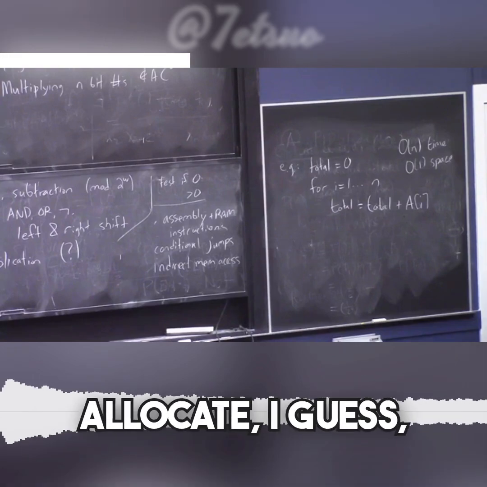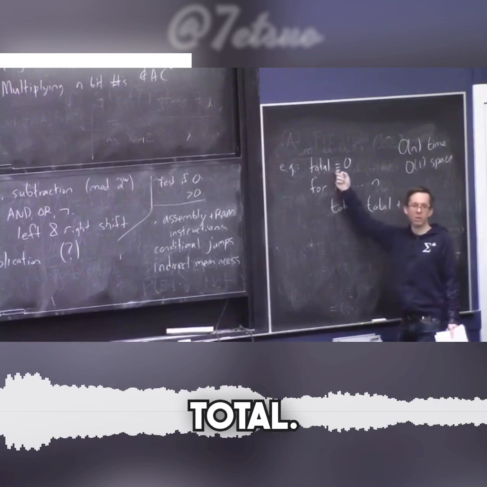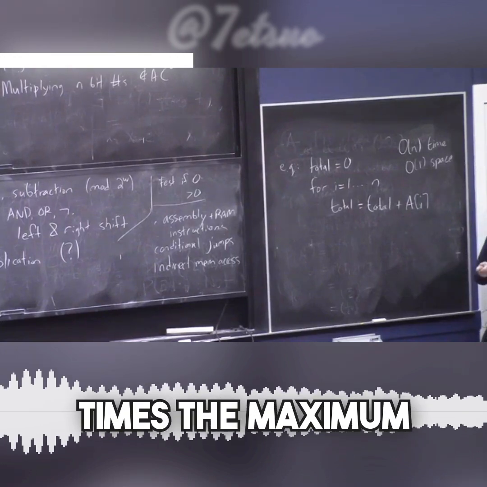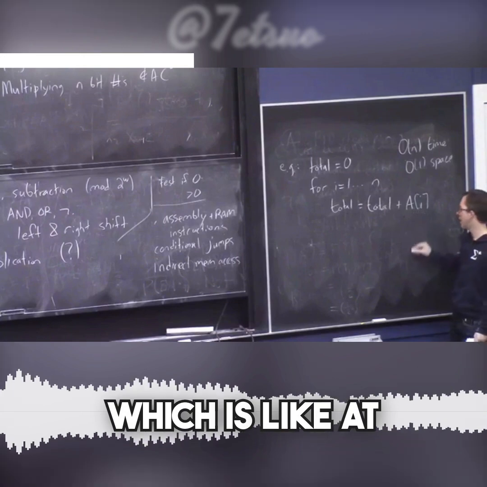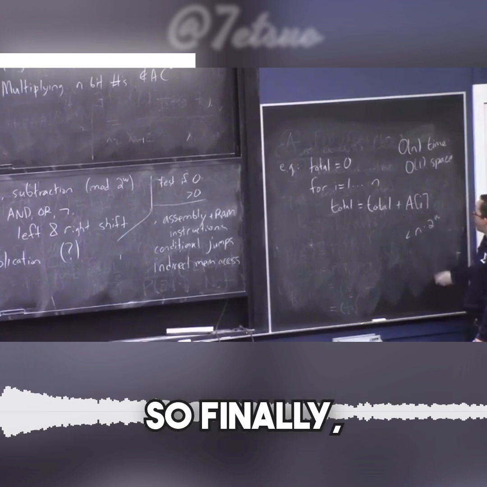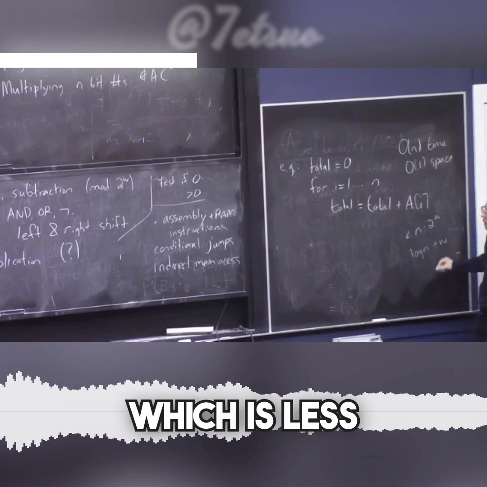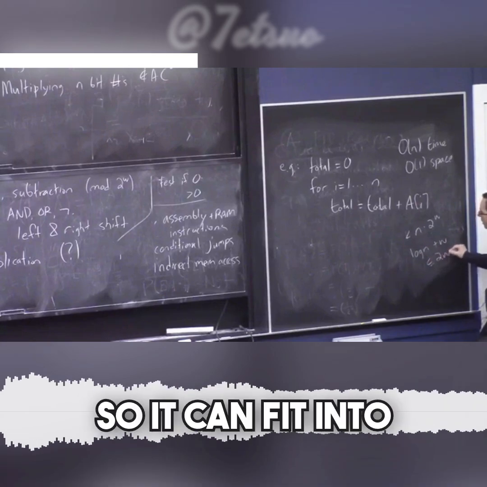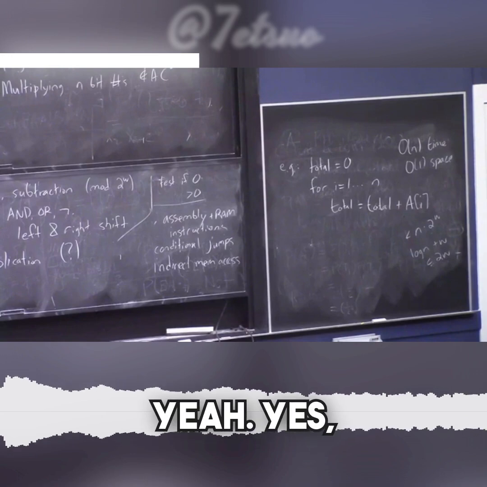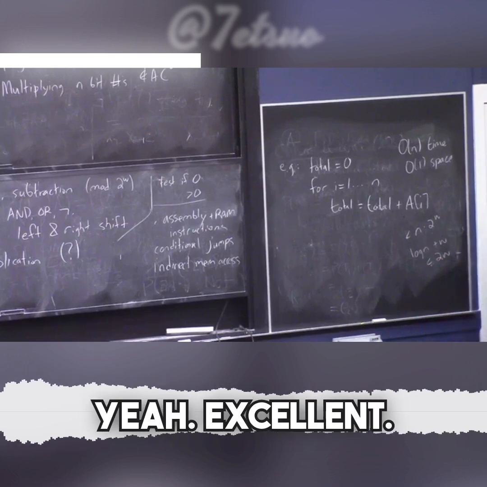No, formally you would allocate, I guess, one word to store I and maybe 2 words to store total, because the actual value of total will end up being at most n times the maximum value in a_i, which is at most n times 2 to the w. So finally, the number of bits needed for total would be log n plus w, which is less than 2w. So it can fit into 2 words. So we're really counting the number of words when we say space. Yeah. Yes, good point. We're counting the number of words when we talk about space. Yeah, excellent.